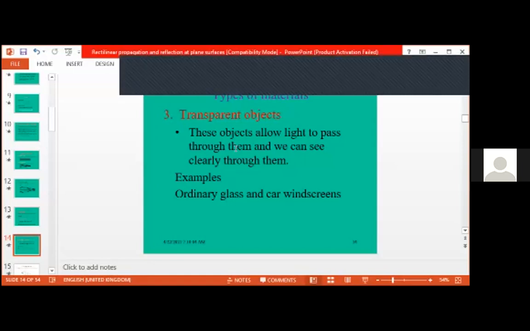So those are the types of objects: opaque, translucent, and transparent.